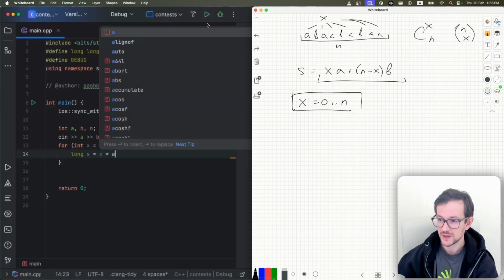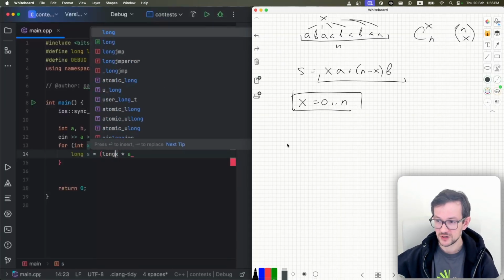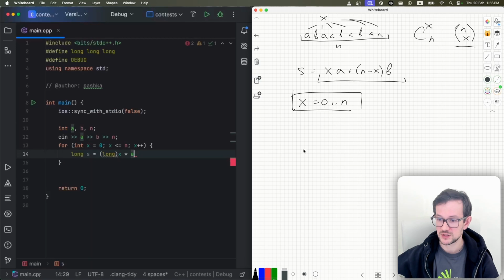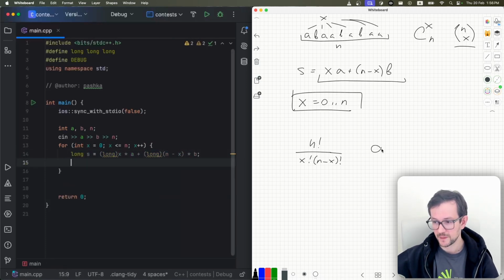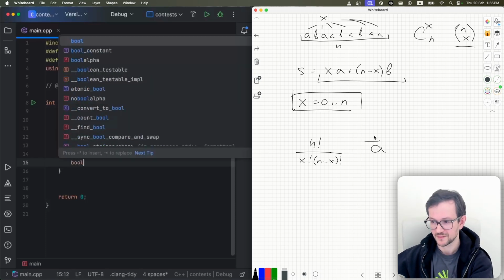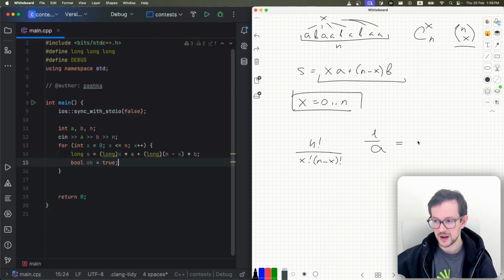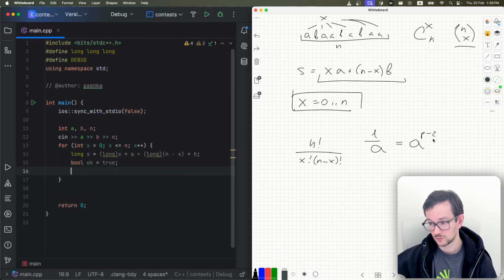Let me draw it again. Factorial is okay. This value is n factorial divided by x factorial and by (n minus x) factorial. And when you need to divide, you basically use the fact that a to the power of minus 1, basically 1 divided by a, is equal to a to the power p minus 2 modulo p.